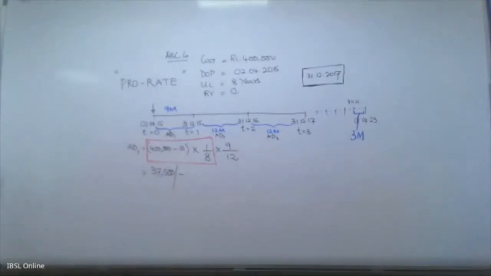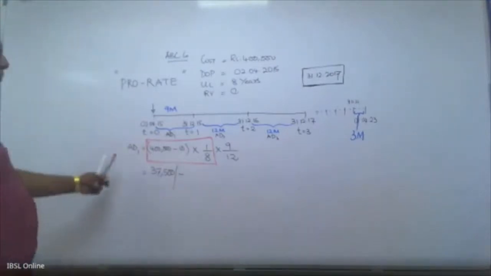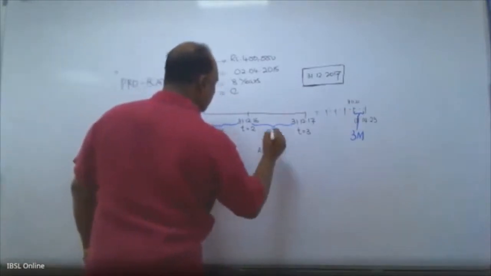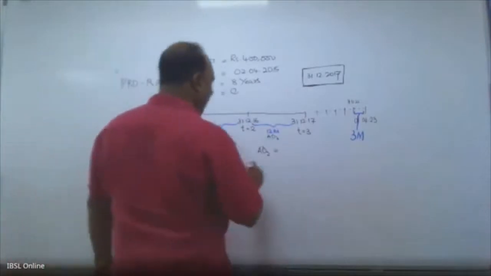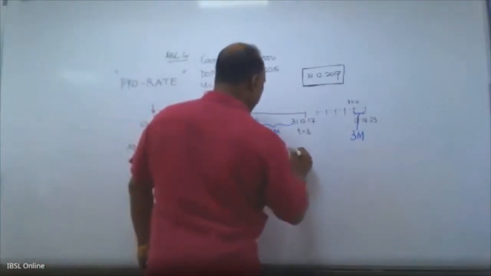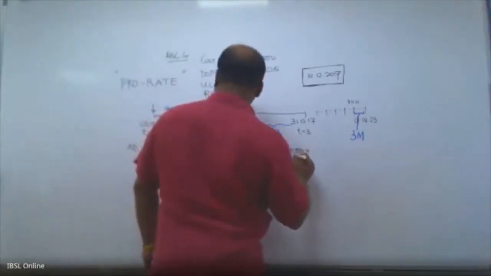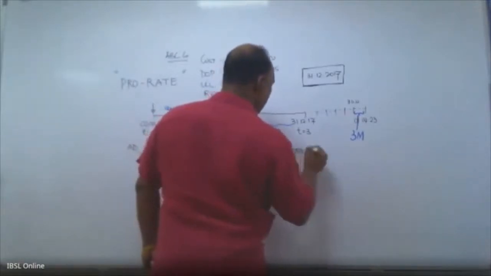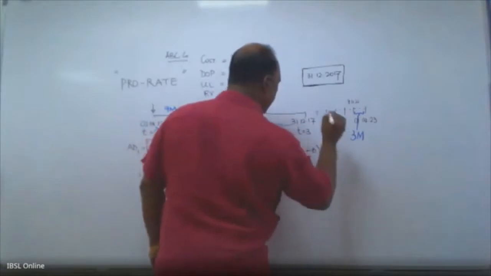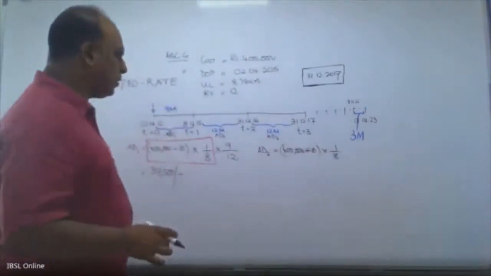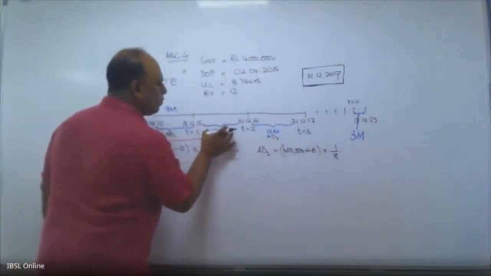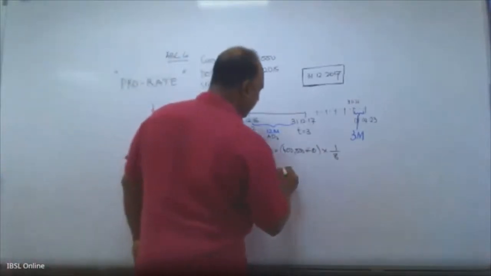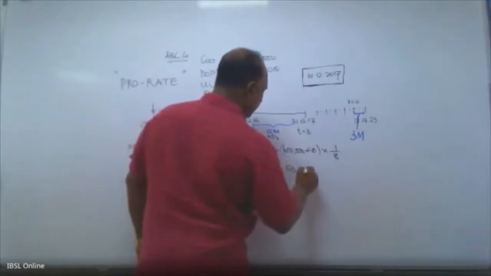So that is AD1. What is AD2? That is again 400,000 into 400,000 minus 0 into 1/8. Now here I don't have a problem because I'm using it for 12 months. So straight away it will be 50,000.